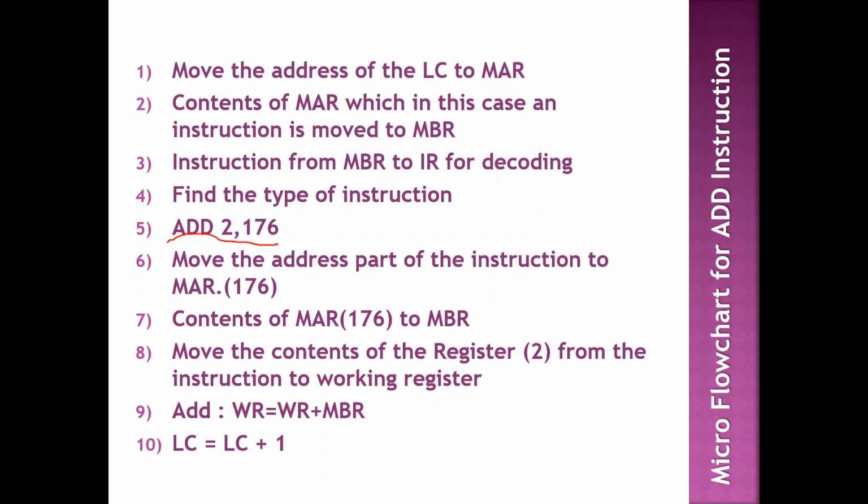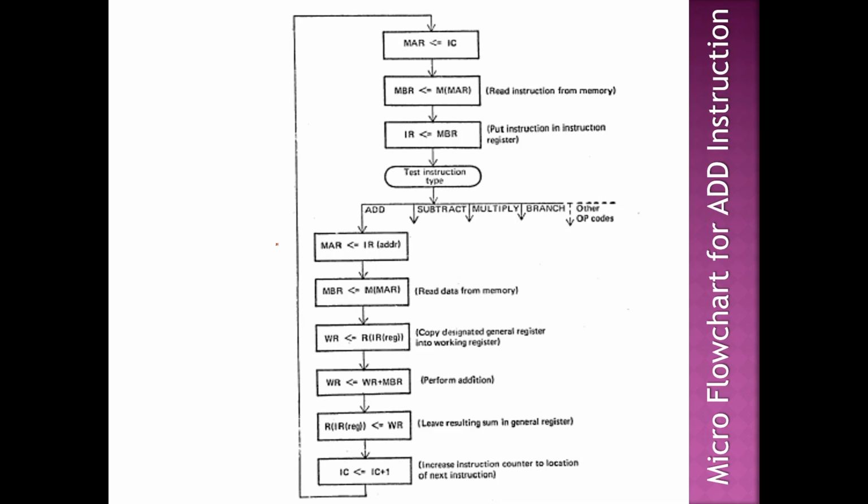This is the add instruction we have with us. How are we going to execute it is what we are going to see in the flowchart. Let us start. First and foremost, we have to read that instruction. Where is that instruction? The instruction's address is sometimes known as the instruction counter, IC, but let us keep it as LC, location counter. At some memory location pointed to by the location counter, this instruction add 2 comma 176 is there. First I have to read that instruction. That is the first step.